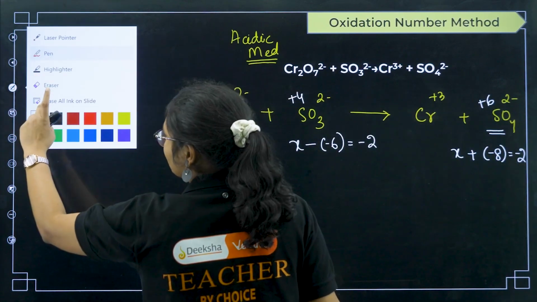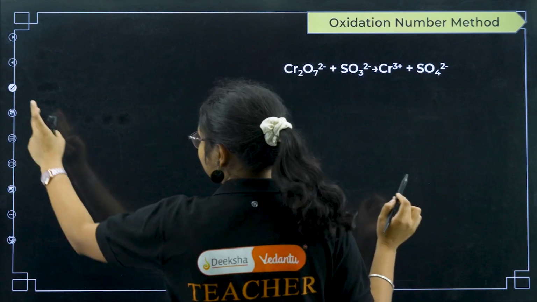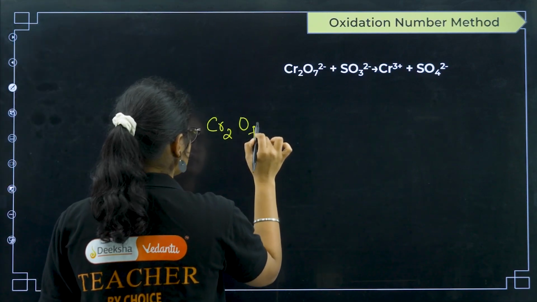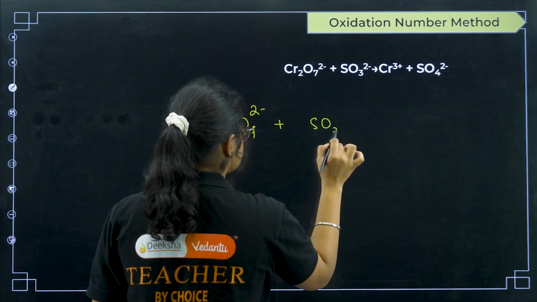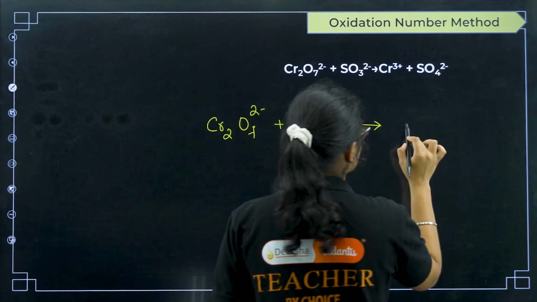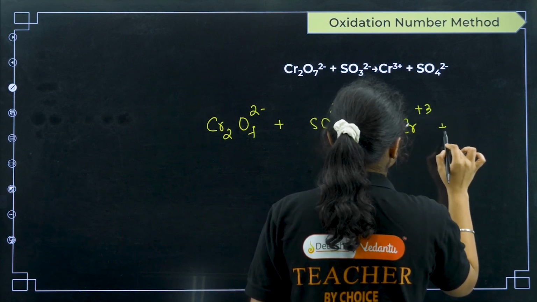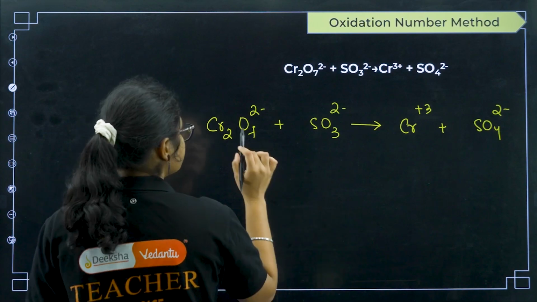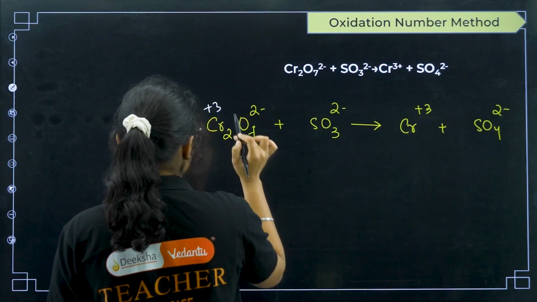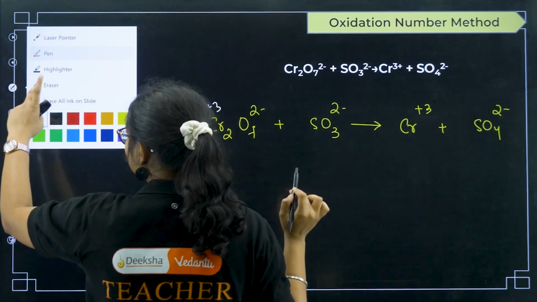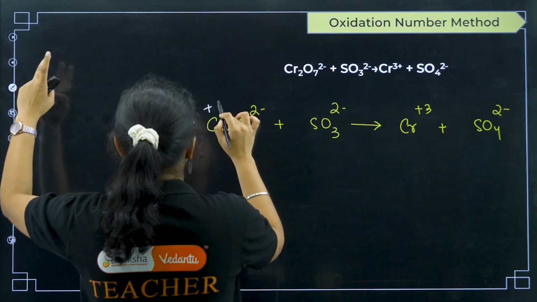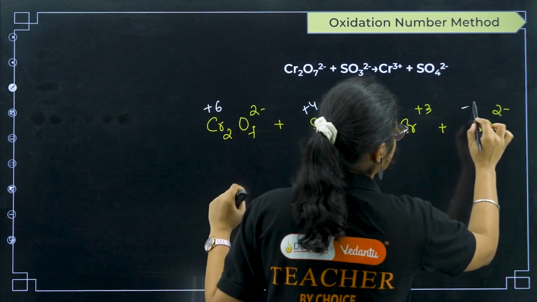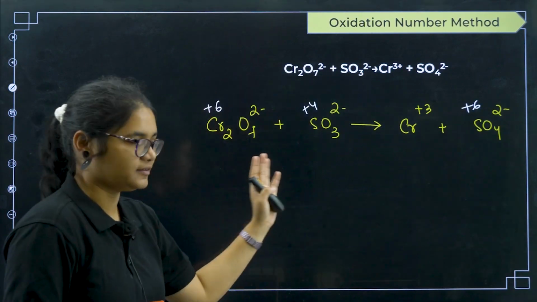Oh sorry, I erased everything. We'll just do it once again. Let me write down these reactions. Here chromium is plus 6 and this is plus 3, and here sulfur is plus 4 and here you have plus 6. So this is the order.